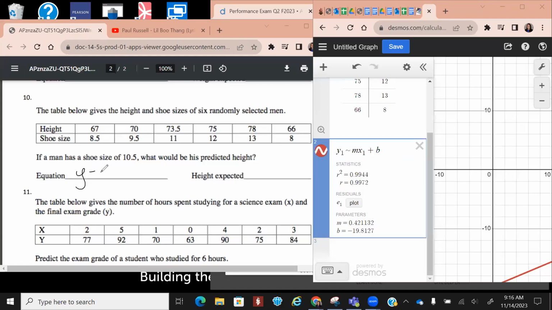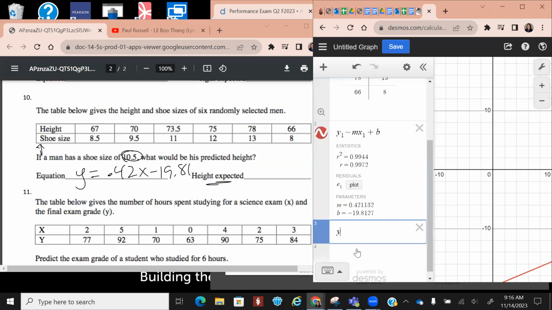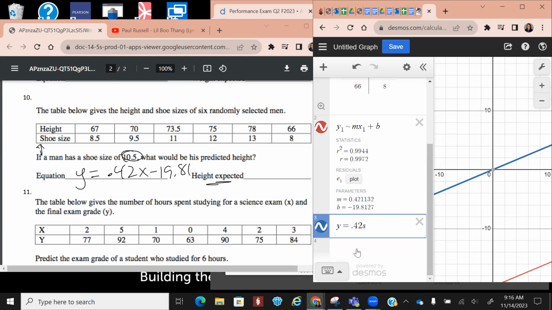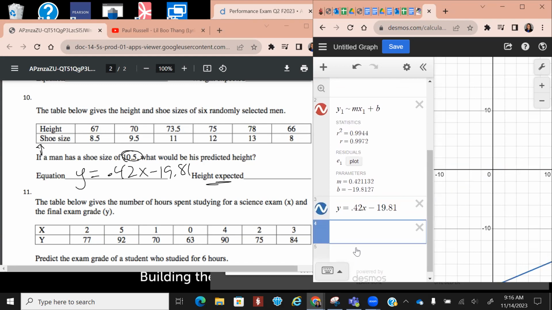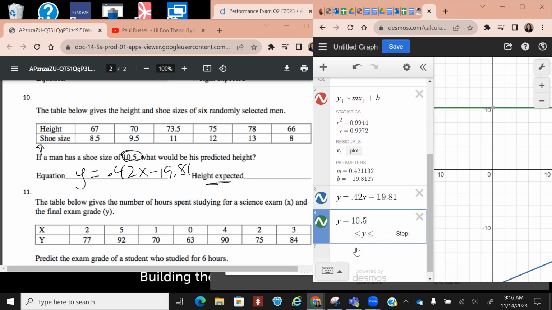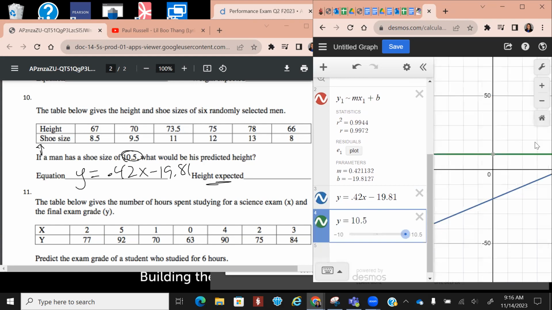Your equation should have been Y equals 0.42x minus 19.81. Now, they tell us that if a man has a shoe size of 10.5, so that's giving us the Y value, what is his height? So if I say Y equals 0.42x minus 19.81, and I say Y equals 10.5, where do they cross over?